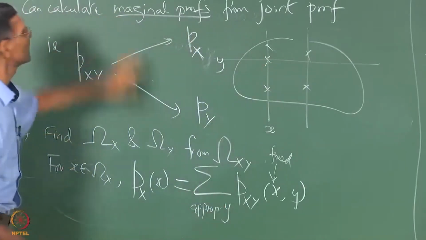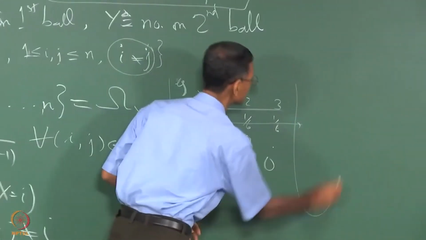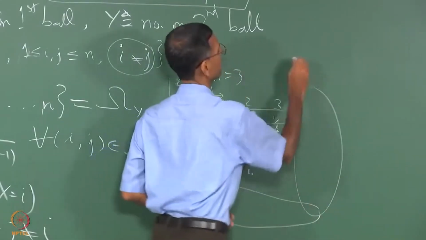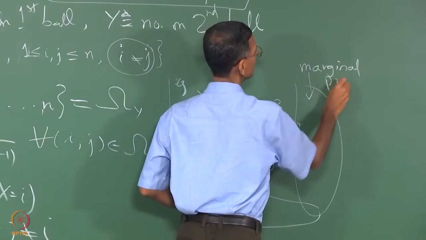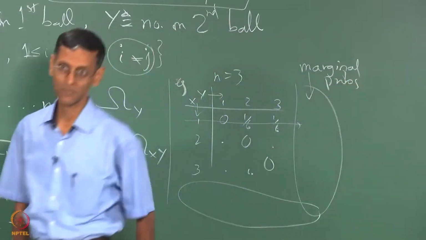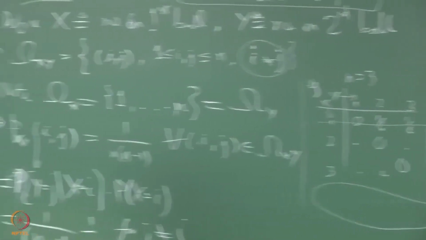Why are they called marginal PMFs or marginal probabilities? Because in this table, where would you write them? You would write them on the margins here and here. So you write the marginal probabilities on the margins of the table. That's a nice way of remembering why they are called that.